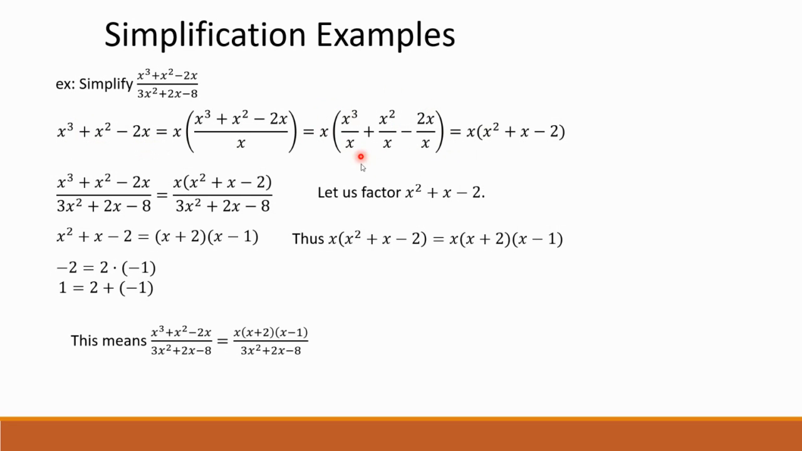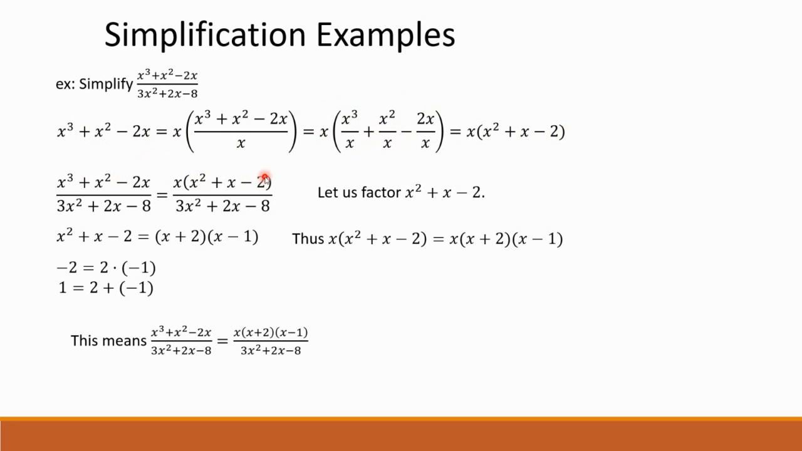Now when we actually divide, x cubed over x, remember what you do: you subtract the exponents. So we have x squared over here. We have x squared over x, and 2x over x, like so. So that's our numerator.